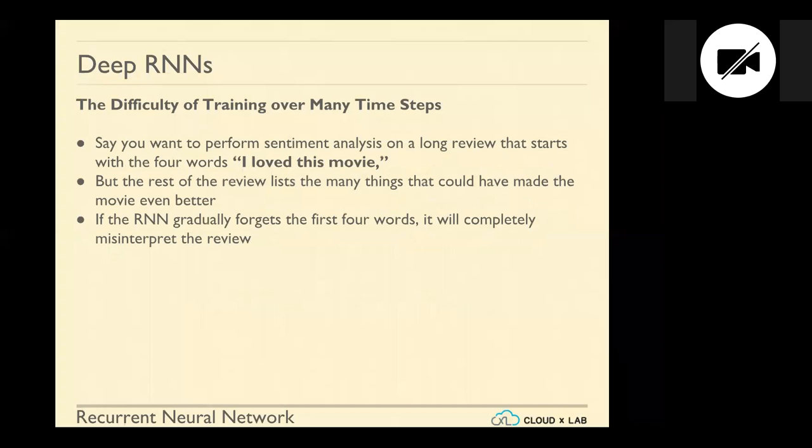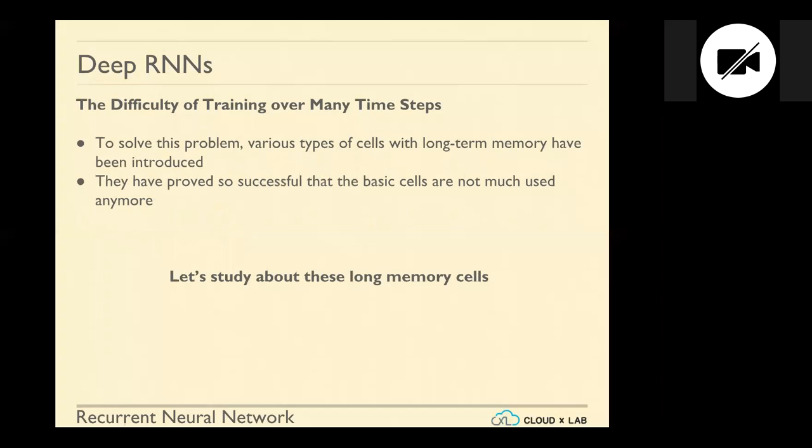Say you want to perform sentiment analysis on a long review that starts with 4 words: I loved this movie. But the rest of the review lists many things that could have made the movie even better, and so on. If the RNN gradually forgets the first 4 words, it will completely misinterpret the review. To solve this problem, various types of cells with long-term memory have been introduced. They have proved so successful that basic cells are no longer in use. All right, let's learn about long memory cells.